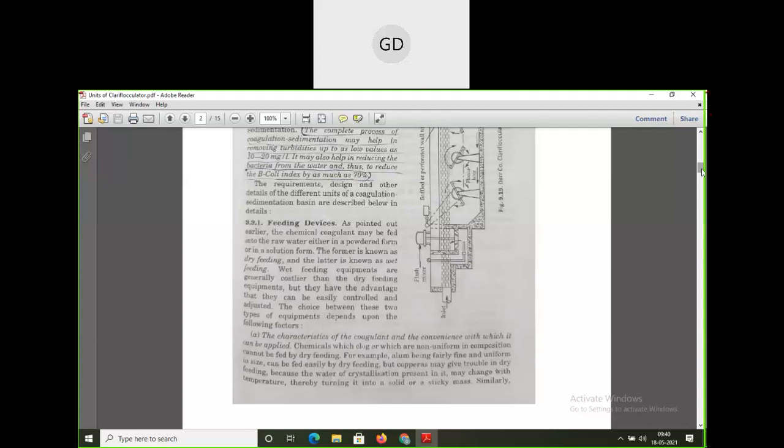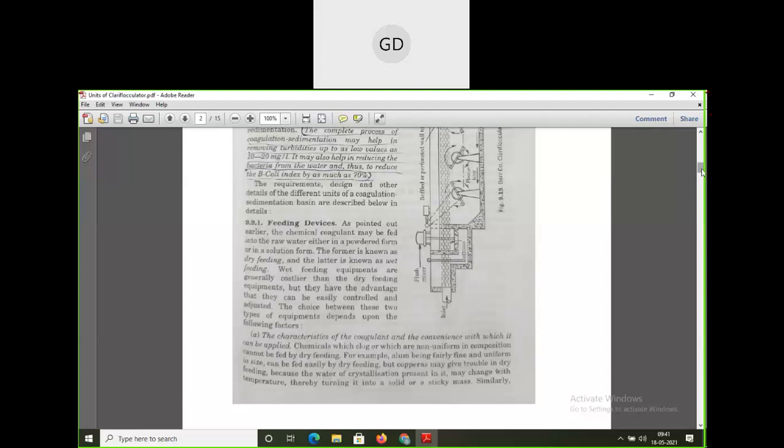Whereas copperas is also a coagulant, but if you put it in a dry feeding form, it will give some trouble, because the crystals present may change with the temperature. When they change with the temperature, it might turn into a solid or sticky mass. Therefore, it depends upon the characteristics of the coagulant, whether it is uniform or non-uniform, or whether it will clog.